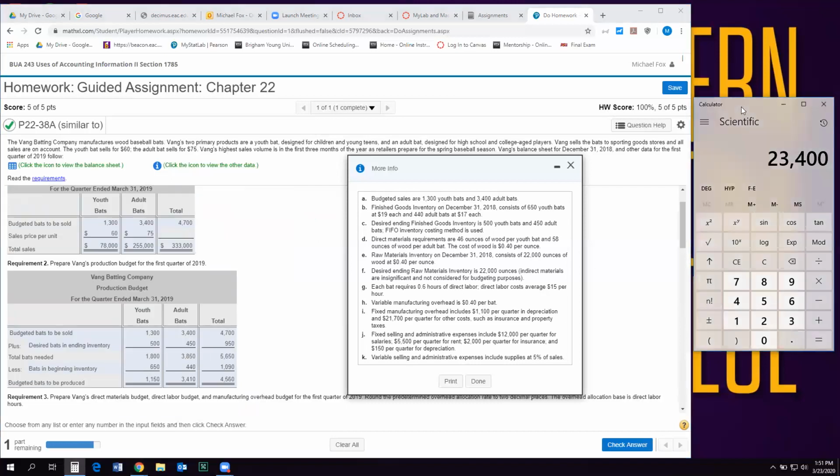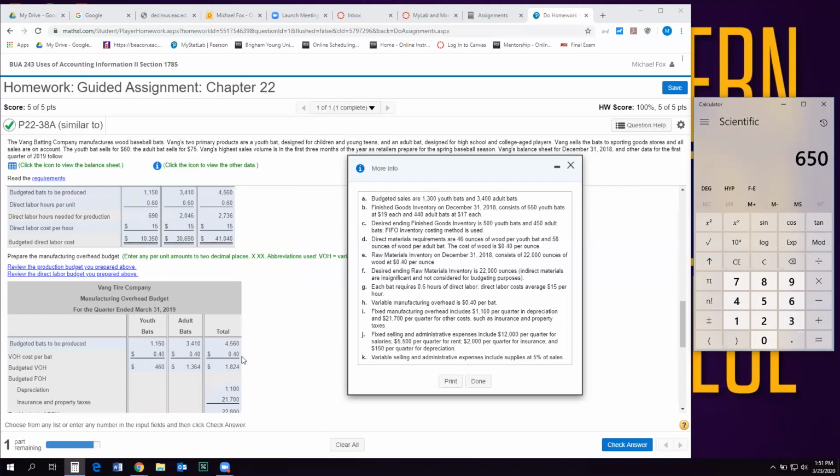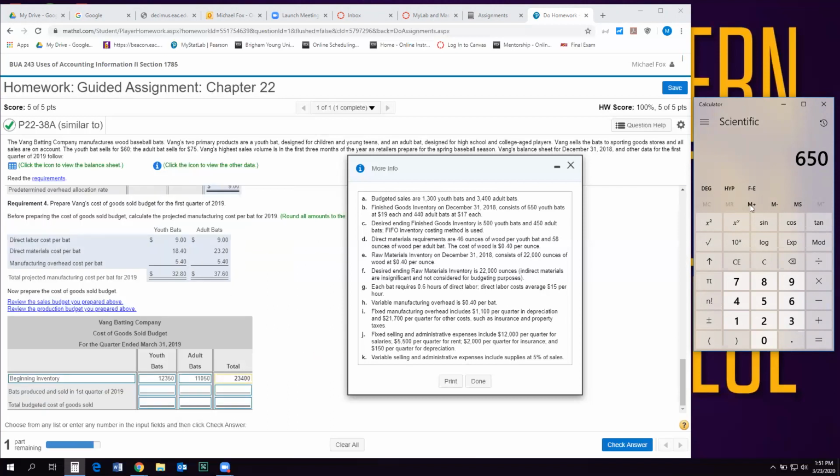So for the youth bats, our budget is to sell 1,300, 650 of which were from the beginning inventory. So the ones we're going to produce in this quarter and sell, we think it's going to be 650. And so we're going to produce and sell 650 bats, and our cost per bat for those youth bats is $32.80 that we just figured out. Times, our total cost of youth bats produced and sold in this quarter is $21,320.